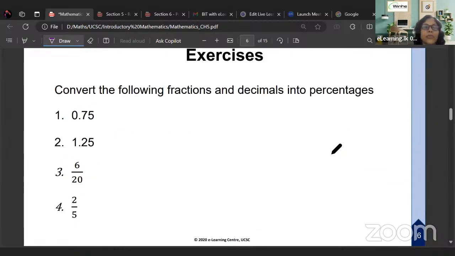Right. Do this exercise. There are 4 questions. 2 are decimal fractions, and the others are normal fractions. Right? Yes, Rohit also correct. But when you are representing as a percentage, you have to put the percentage symbol at the end, right?